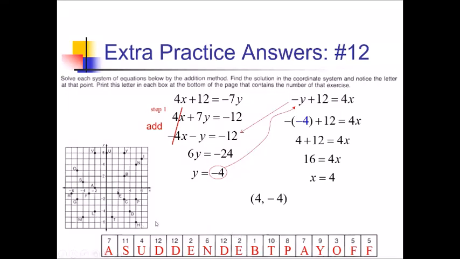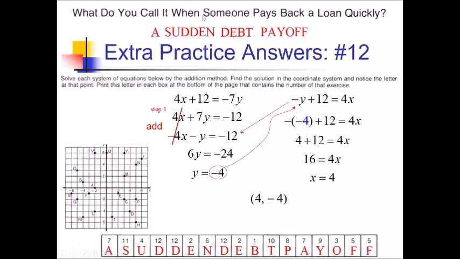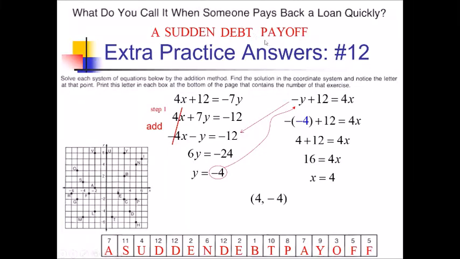So now I just need to figure out what the words are in this to solve the riddle. Now just a reminder, the riddle was, what do you call it when someone pays back a loan quickly? So going through here, I'm thinking my first word is just an A. And then the next few letters here, I see the word sudden is next. After sudden, we've got D-E-B-T, debt. And obviously then payoff goes pretty well with that. So what do you call it when someone pays back a loan quickly? A sudden debt payoff. I guess that's kind of like, I don't know, sudden death. I'm not really sure why that's funny, but that's the answer.